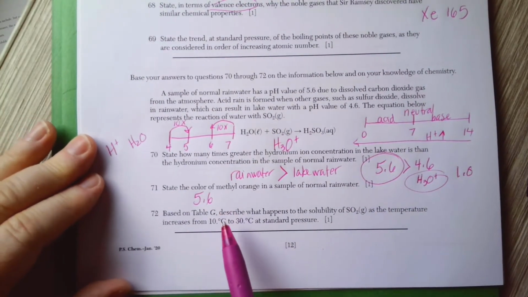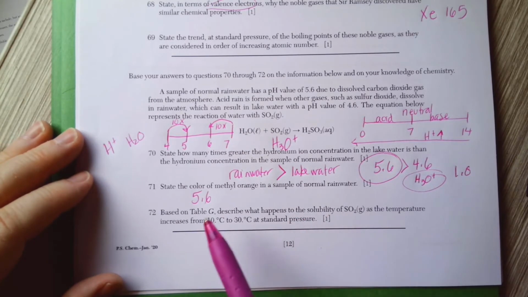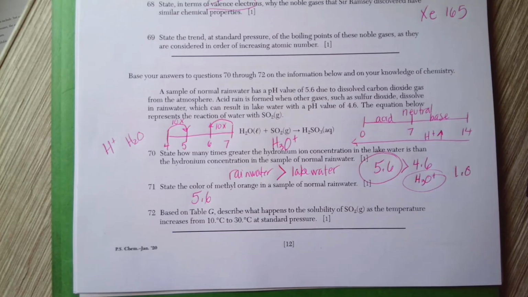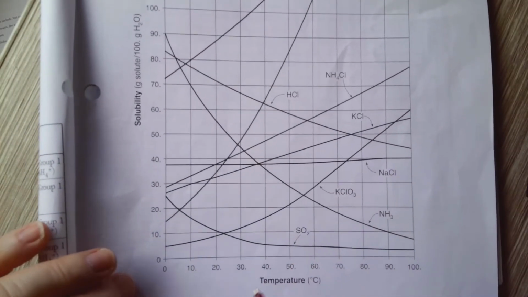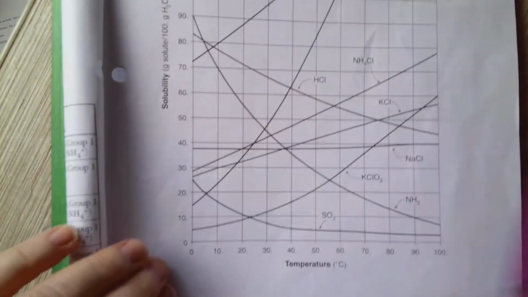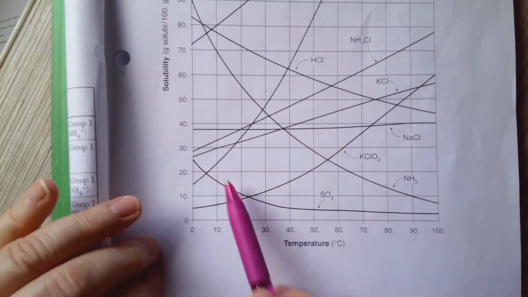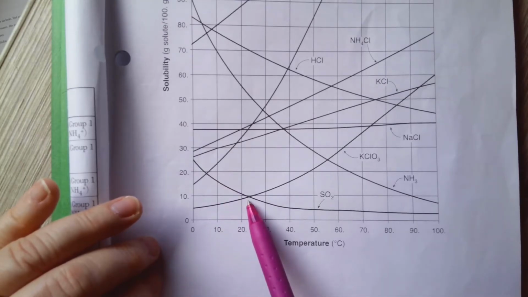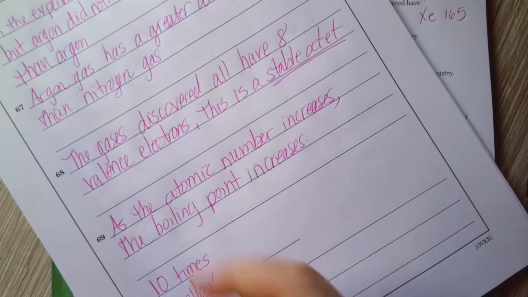All right, and 72, one more question for this section. Based on table G, describe what happens to the solubility of SO2 gas as the temperature increases from 10 to 30 degrees Celsius at standard pressure. So if you don't go to table G, come on, what are you doing? So here's table G, here's SO2, temperature change from 10 to 30. See what's happening to the line? So what's happening to the solubility? The solubility decreases.